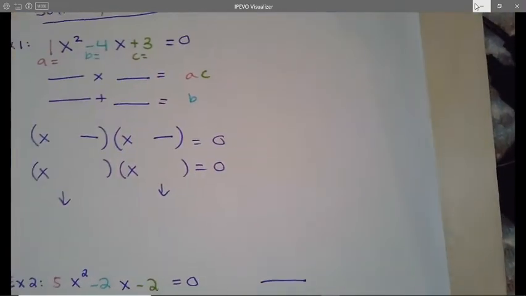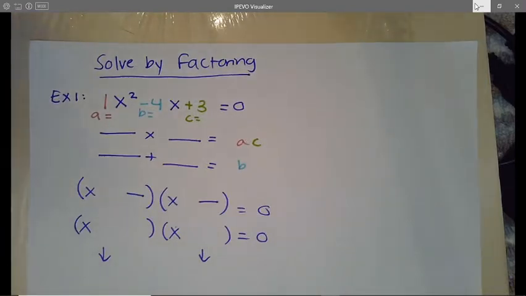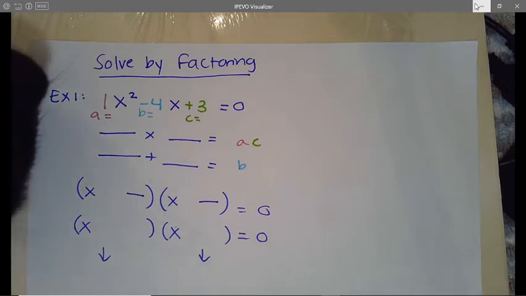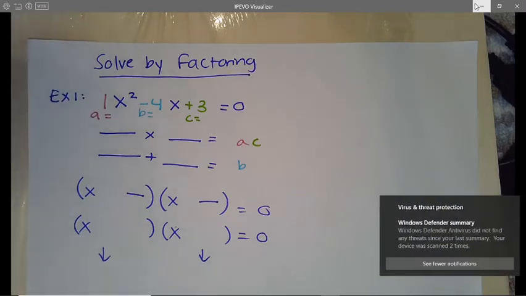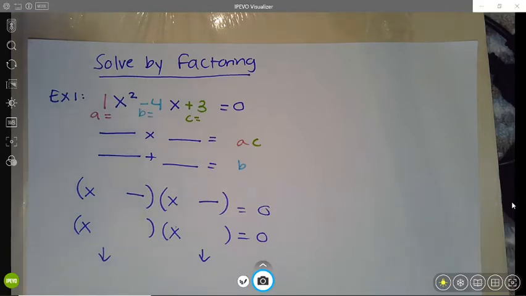Okay, so for example 1, you don't have to write this down because we've already done example problems on solving through factoring. Okay, so I'm just going to show you that you could also solve by factoring, and then you kind of get to decide, well, do I want to solve using the quadratic formula, or do I want to solve through factoring? Okay, so let's get started.